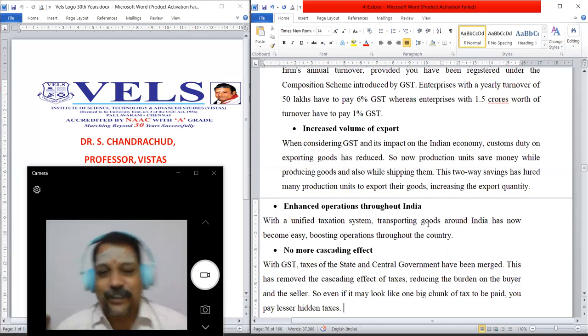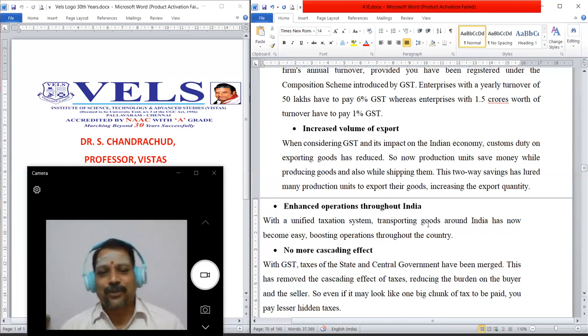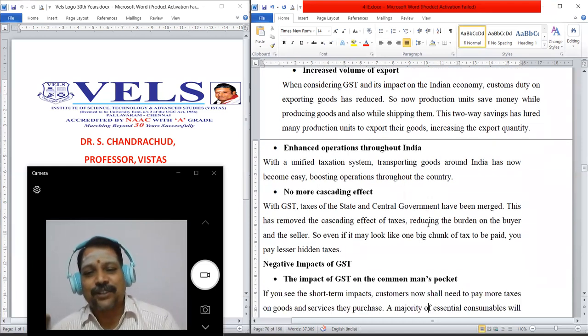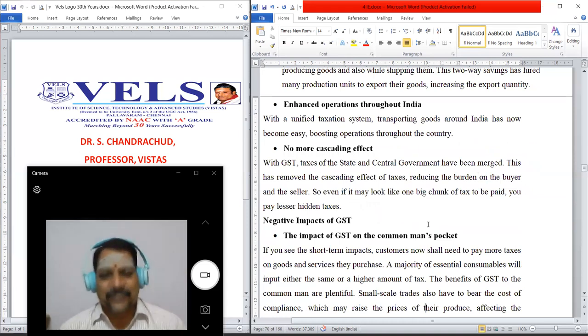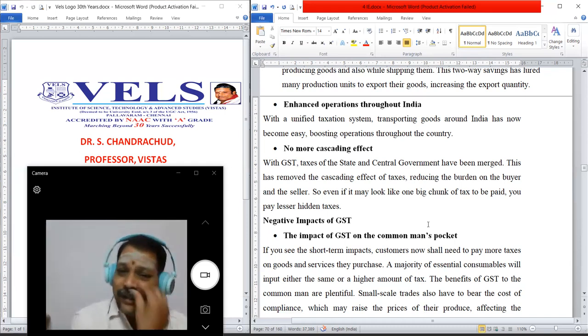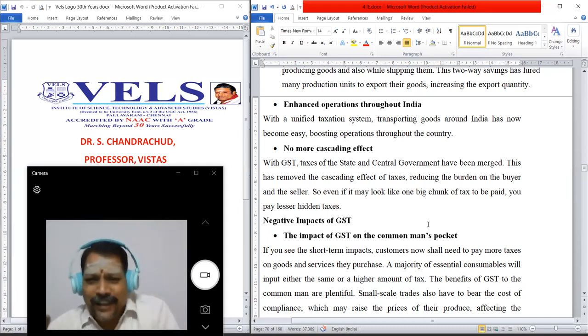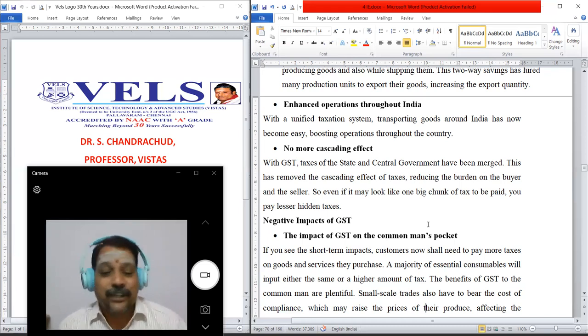The next positive impact of GST is to enhance operations throughout India. With a unified taxation system, transporting goods around India has now become easy, boosting operations throughout the country. The next positive impact is no more cascading effect, because the taxes of the state and central government have been merged. This has removed the cascading effect of the tax, reducing the burden on the buyer and the seller. Even if we may pay a big chunk in tax, you pay lesser hidden taxes, because there is transparency in the tax system. So these are all the positive impacts of GST.